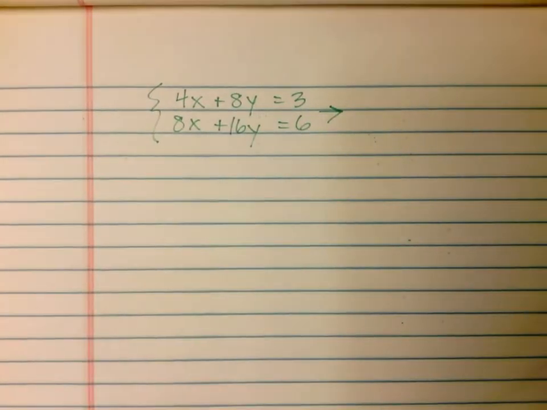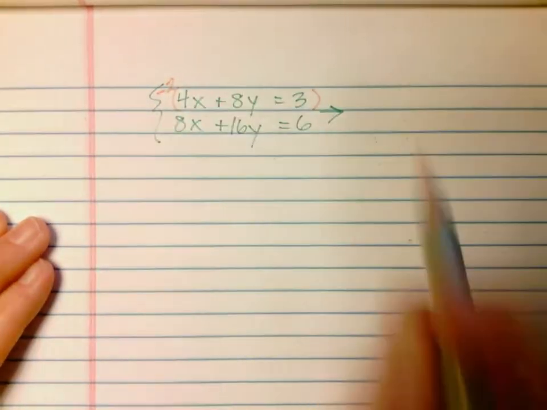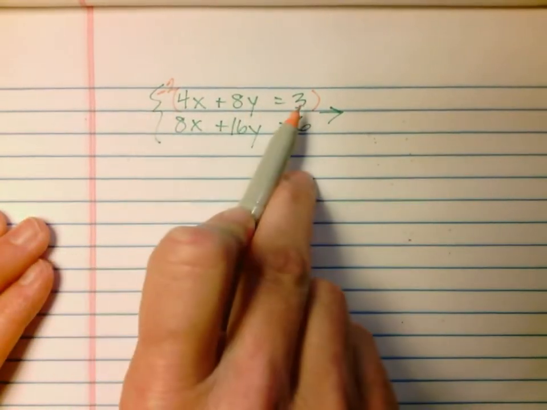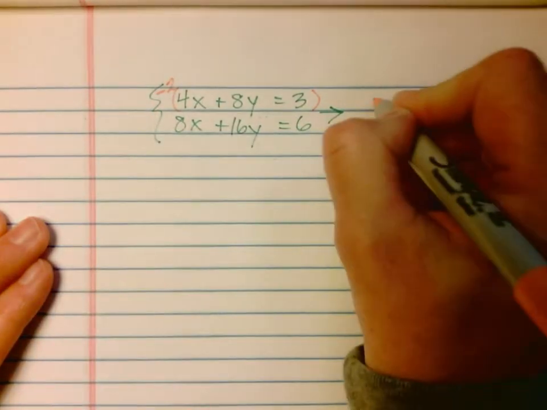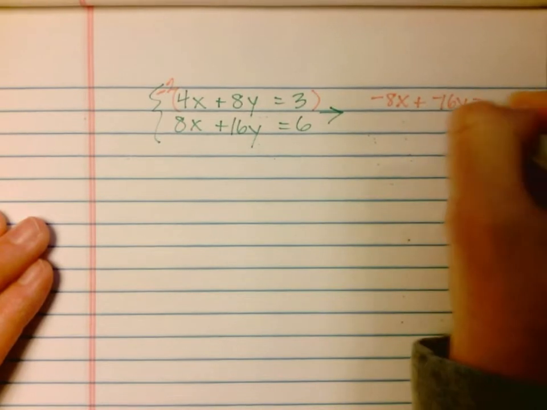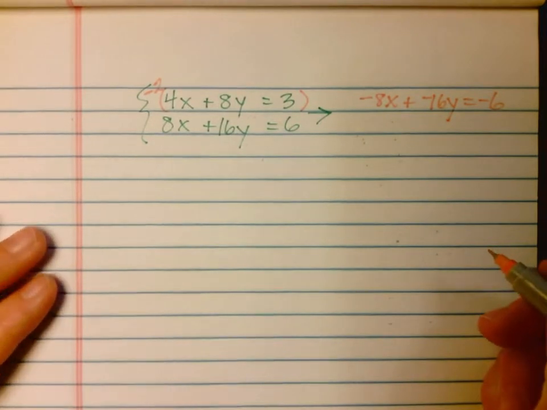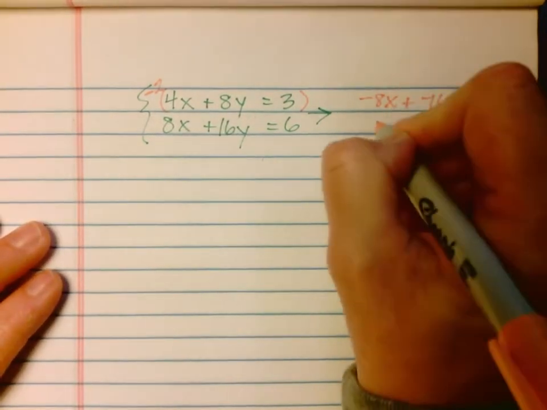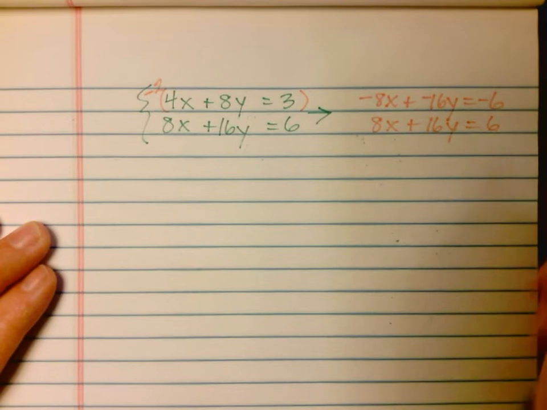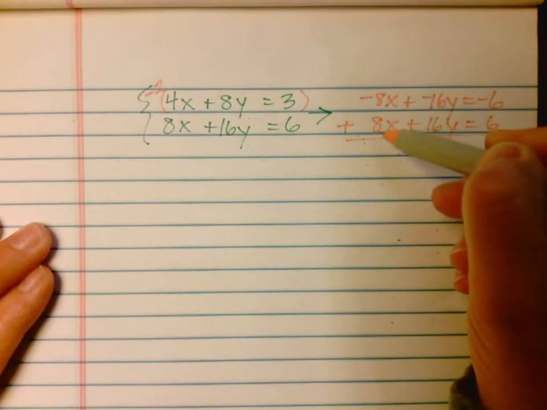So for example, I could multiply this top equation by the constant -2. And I'm going to multiply both sides by -2 to keep the equation balanced. When I do that, I get -8x minus 16y equals -6. And then I rewrite the bottom equation as it is, nothing's changed. Now I go ahead and add the two equations together because the -8 and the 8 are going to cancel.